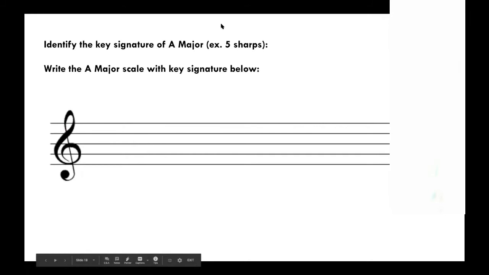Okay, I see one person is done, but I think that you guys already know the first one. So I'm just gonna call on someone. Dylan, can you tell me the key signature of A major? I think it's 2 sharps. Okay, that is close.